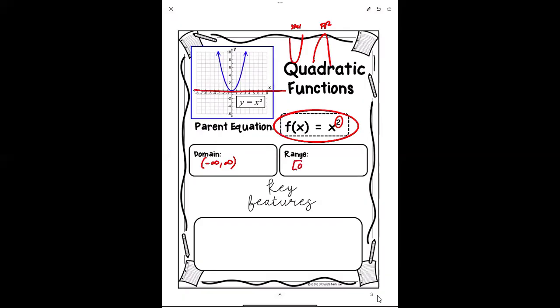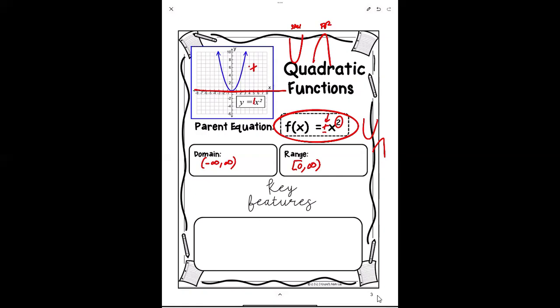So it's going to be 0 to infinity. Now, if the leading coefficient is positive, then your quadratic is going to look like a smile. If it's negative, it's going to look like a frown. So as soon as you see this one, you know that the leading coefficient is positive. It's actually a positive 1.